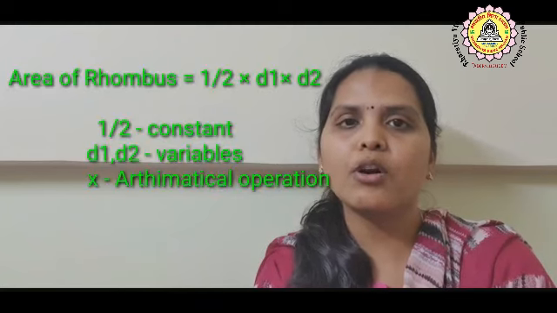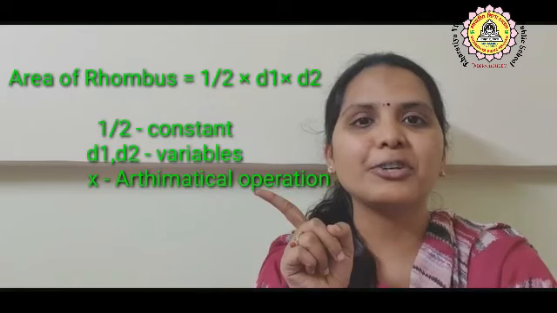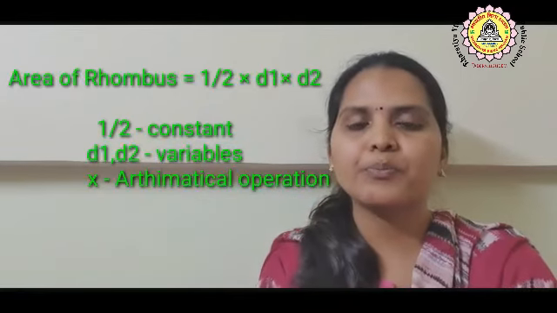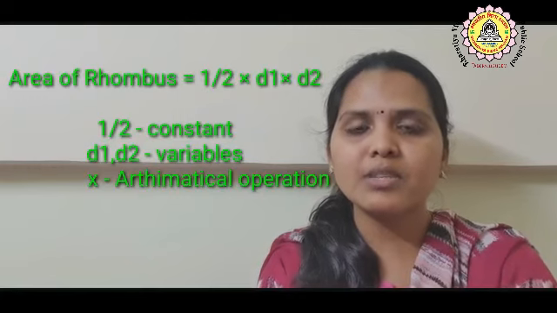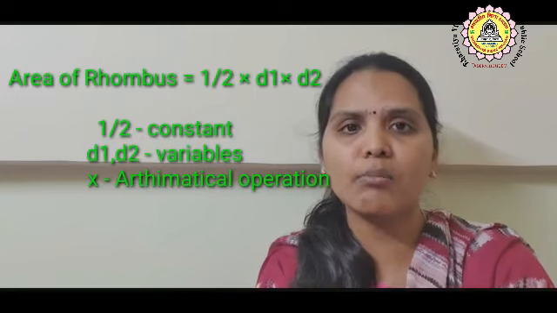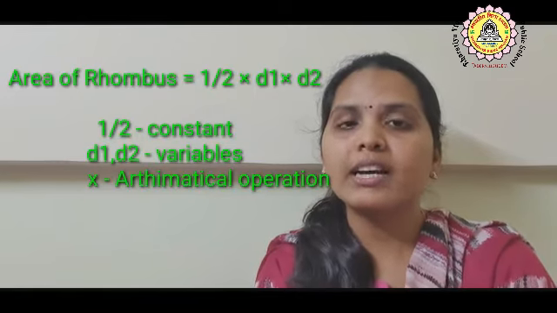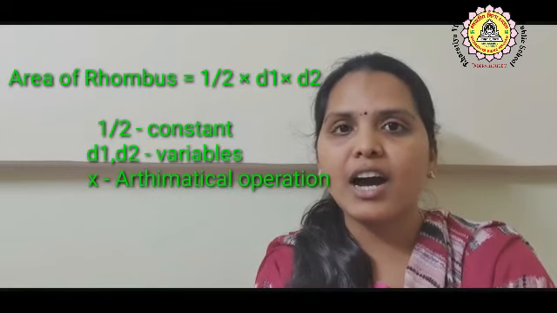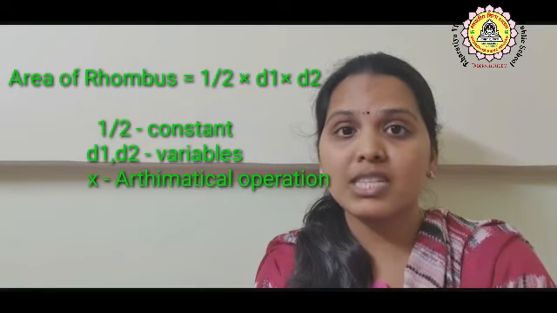So let me take another example. Area of rhombus. What is the formula of area of rhombus? Area of rhombus is equal to half into d1 into d2. Half into d1 into d2. That means if you give different d1 and d2 values, you will get different rhombuses of different areas. So here d1 and d2 are called variables, and half is a numerical value. We will call it a constant.